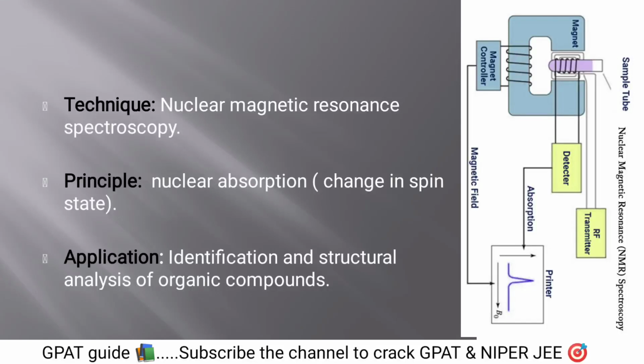Next technique is nuclear magnetic resonance, that is NMR, which is based on the principle of nuclear absorption, that is change in spin state. Application of this technique is the identification and structural analysis of organic compounds.